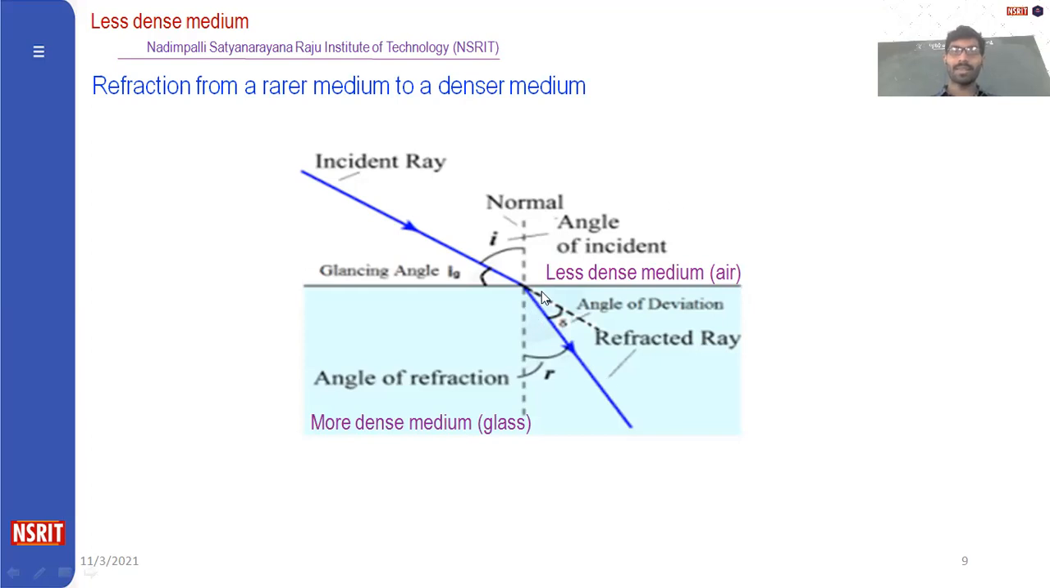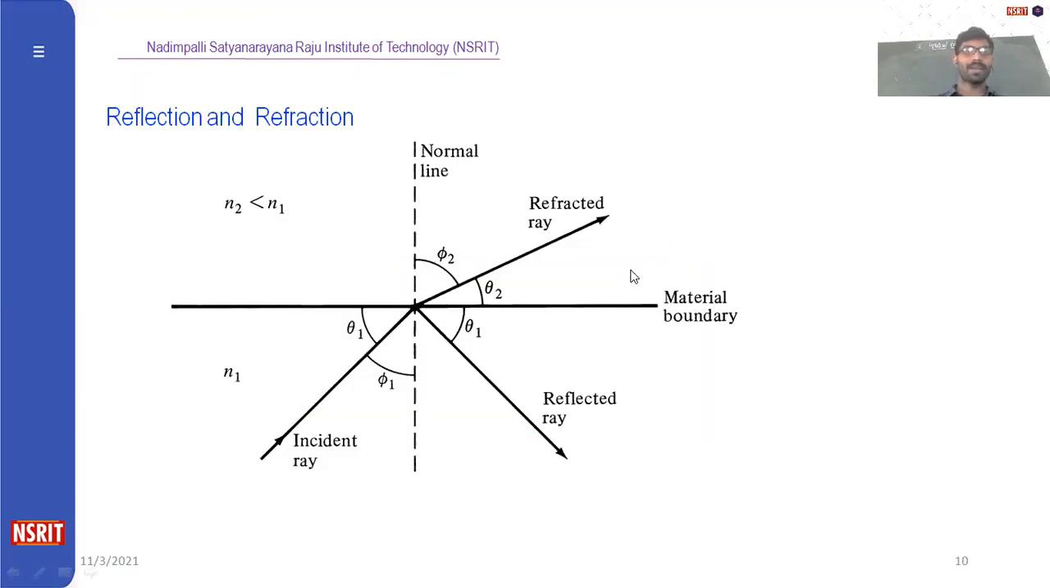Here the medium is the lesser dense medium, and here the medium is the more dense medium. For the lesser dense medium we are considering air, and for the more dense medium we are considering glass. If the ray is traveling from a lesser dense medium to a higher dense medium, it is going to bend towards the normal. If it is traveling from a more dense medium to a lesser dense medium, it is going to bend away from the normal.